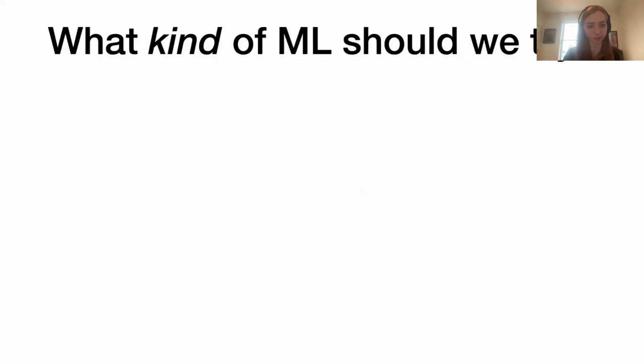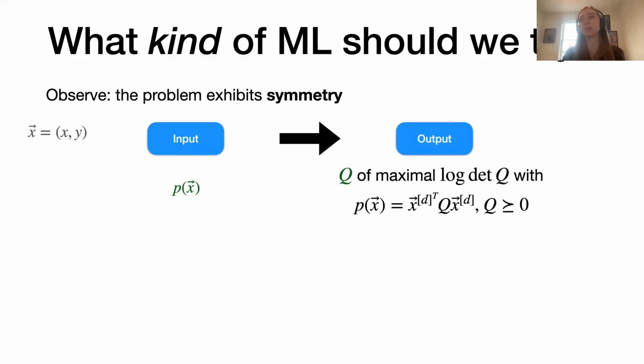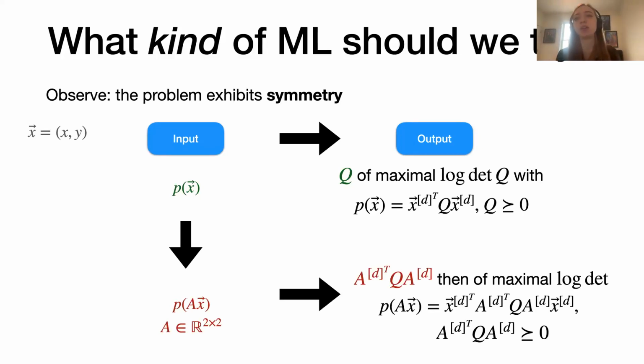or other applications. So the next question, and where we'll finally get to the equivariance part of this talk, which was really my bread and butter, is what kind of machine learning should we try for this problem? If you stare at this problem for a little bit, because of the way we framed this maximum log determinant objective function, the problem exhibits symmetry. Your input is a bivariate polynomial P, and your output is supposed to be this matrix Q that satisfies this optimization problem. If you now apply a change of variables to X and Y, where A here is a 2x2 matrix, the output transforms in a very well-defined linear fashion relative to the original output.